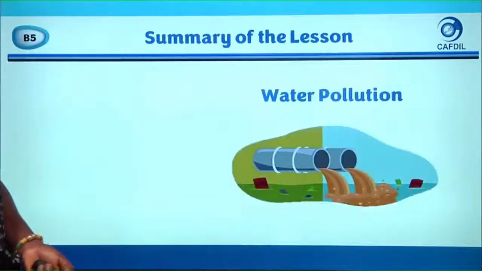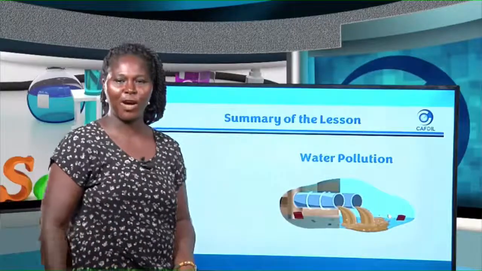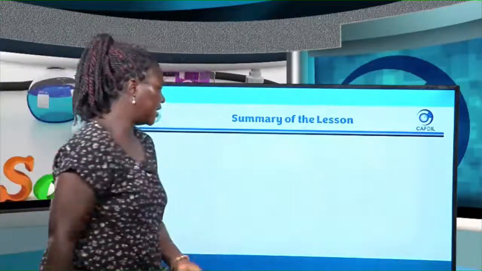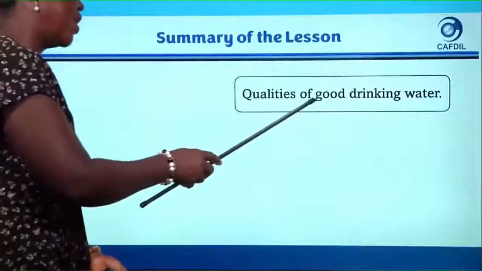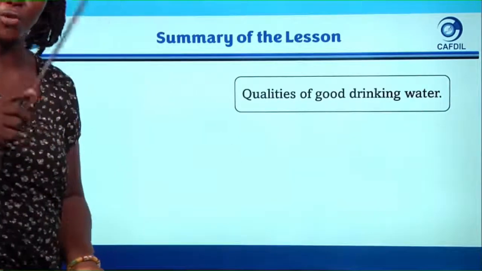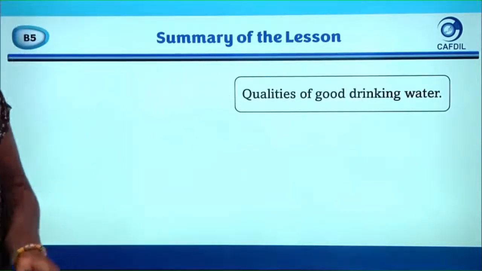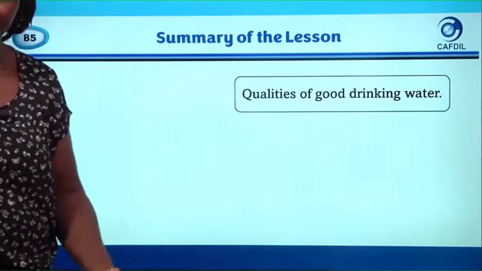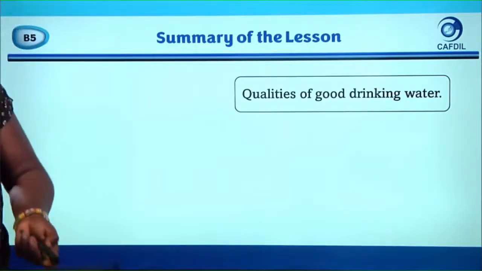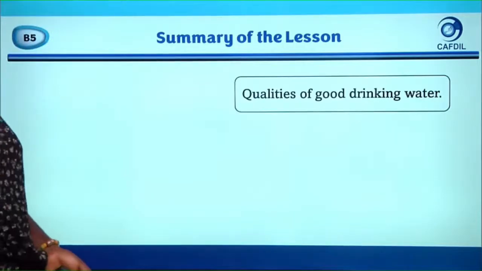Now we have finished with our lesson. We are coming to look at the summary of our lesson. The topic is water pollution. First, we looked at the qualities of good drinking water. The water that we drink should be odorless. It means there shouldn't be any scent in the water, and it should be colorless. It should be free from harmful particles, and it should be tasteless. There shouldn't be any taste in the water that we drink.